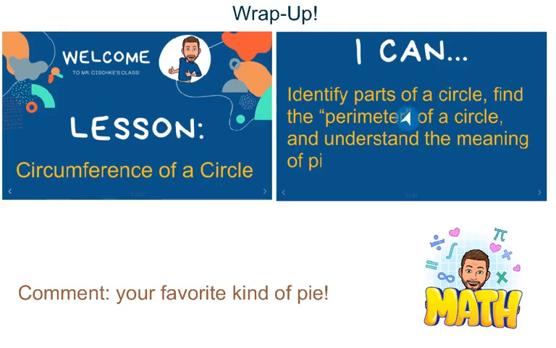Today, we learned all about circumference of a circle. So now you should be able to identify parts of a circle, find the perimeter of a circle, which is the circumference, and understand the meaning of pi.